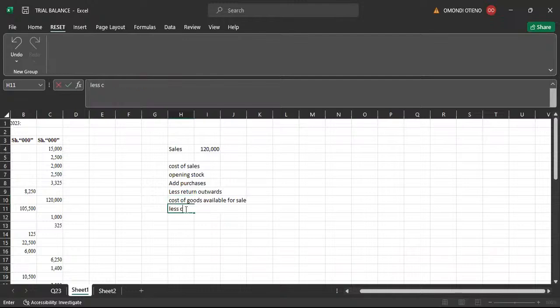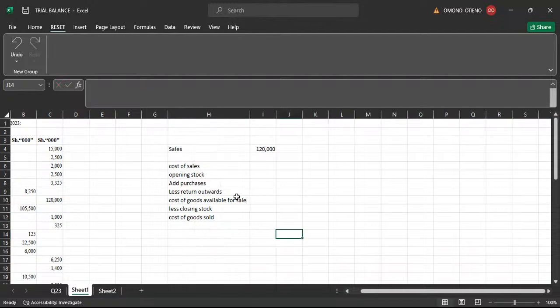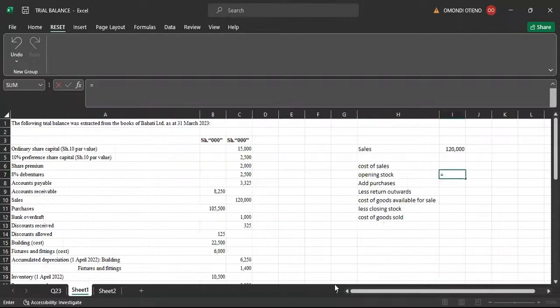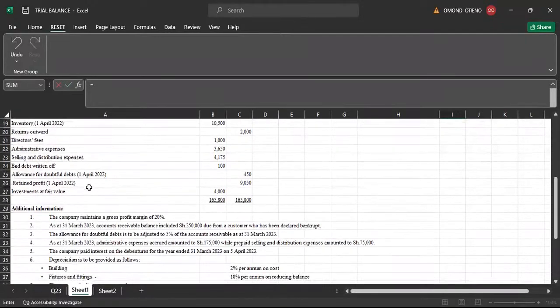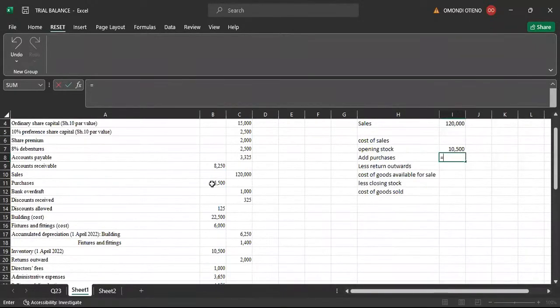Then we less closing stock. When we less closing stock, we are going to get cost of goods sold. So opening stock, do we have it in our question here? Inventory as at 1st of April 2022 is our opening stock. We add purchases. Do we have purchases here? Yes. Then we less return outwards.